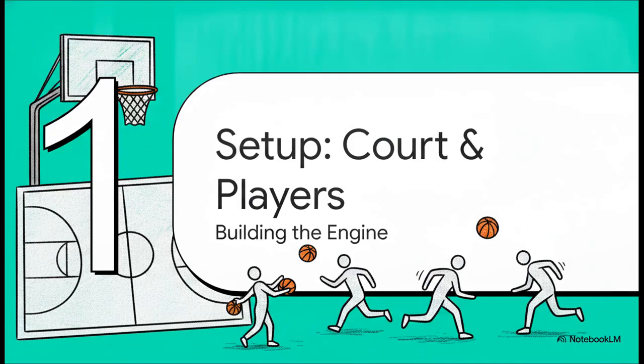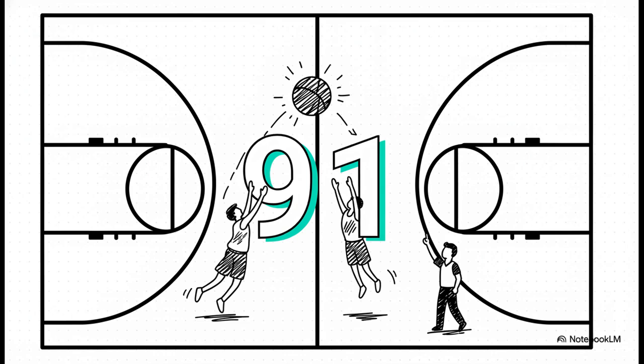Okay, let's dive into this. Section 1. Setup, court and players, building the engine. First things first, establishing our physical space. The stage for all this action is a rectangular court measuring exactly 91 feet long by 50 feet wide. It's neatly chopped right down the middle with a halfway line. And slap bang in the center of that line, you'll find a small circle. This spot is literally where every game sparks to life. The ref tosses the ball up for a jump ball tip-off, 2 players leap to tap it to their teammates, and boom, we are officially playing.